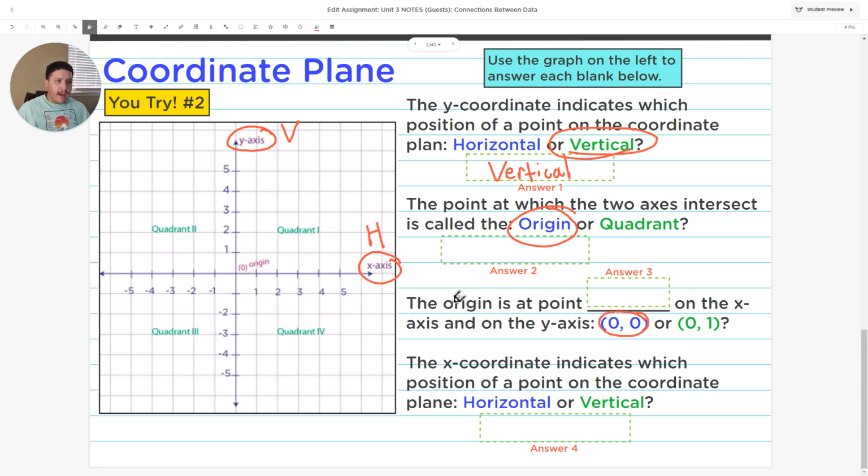A good way to think about horizontal versus vertical: horizontal, think of the horizon. When you watch the sun appear, the horizon is a flat surface, and then you see the circle of the sun rising from the horizon. So horizon is horizontal, left, right. And that's it for You Try number 2.